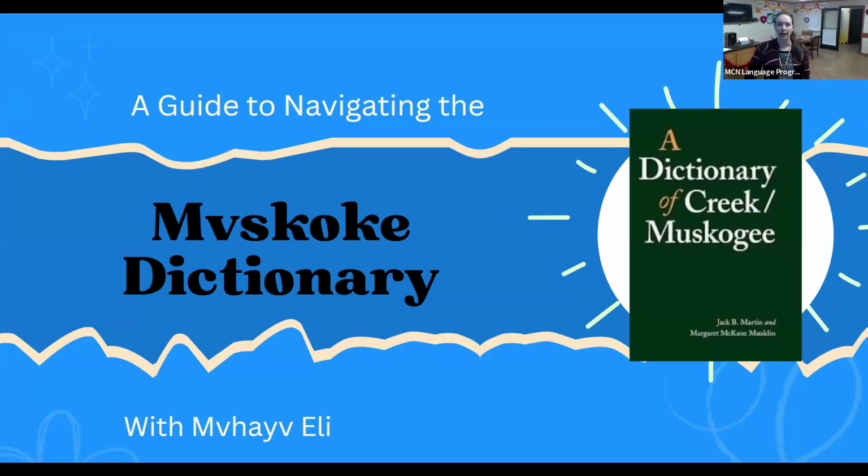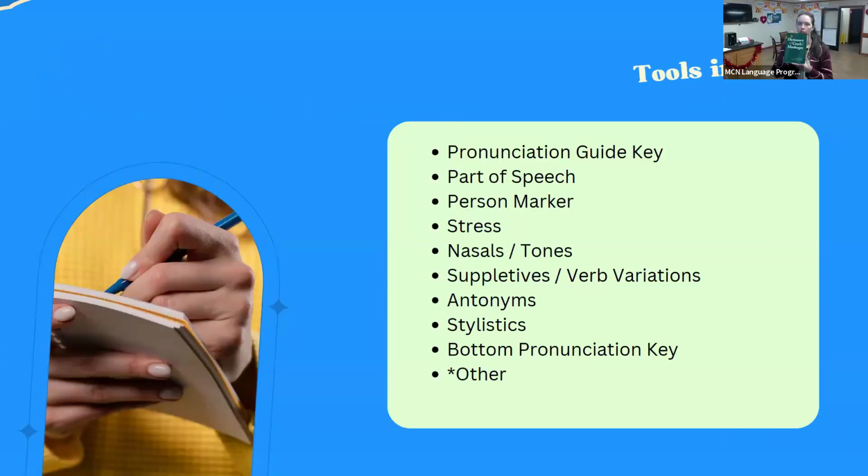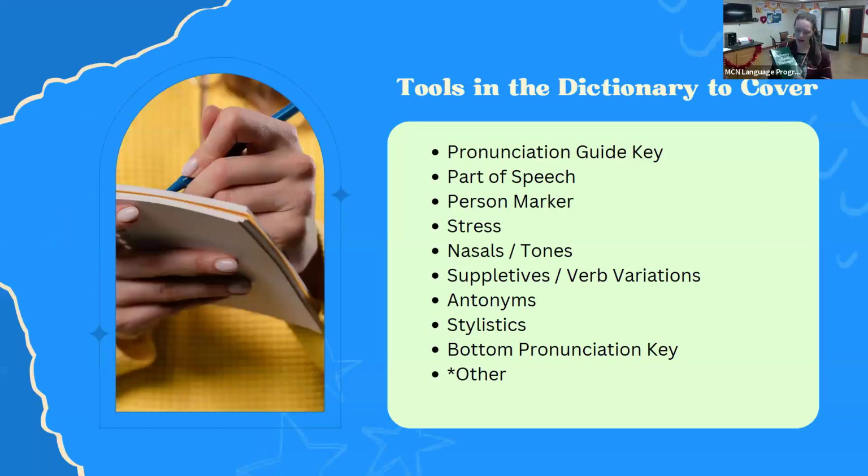My name is Eli Roland Chang, and I'll be teaching you today about the Mvskoke Dictionary and specifically how to read some of the extra tidbit information within the dictionary. So how to navigate it to your best ability. And like I had said, we're focusing on the Green Dictionary by Jack B. Martin and Margaret Mauldin specifically.